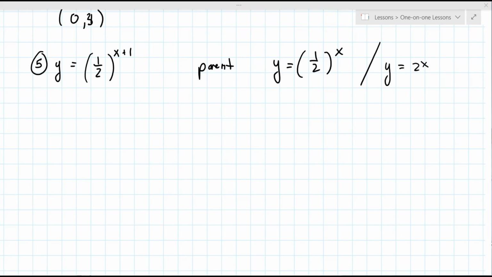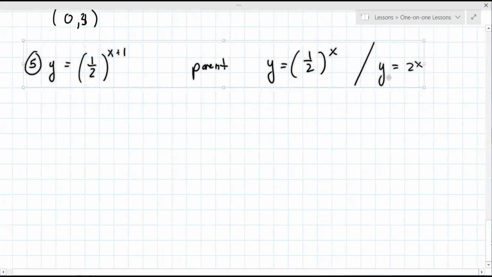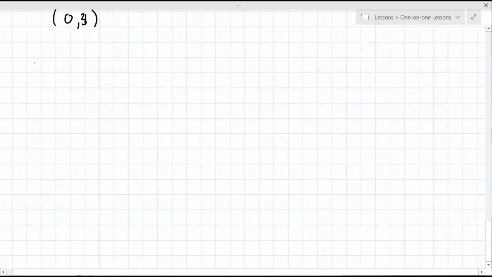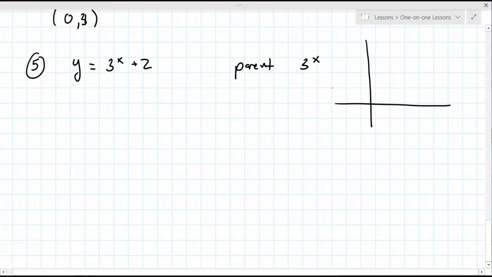Okay. Number 5. The parent graph is y equals 3 to the x power. Or this one? Oh, you know what? I'm doing 6. Okay, I'll come back to this. So 5 is y equals 3 to the x plus 2. So the parent for sure is 3 to the x. And the graph of that goes like this. It's a growth function. All right.